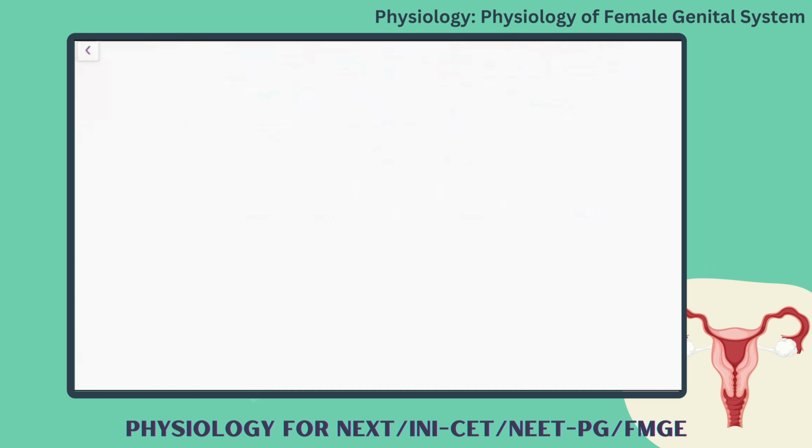Female reproductive system. So what are all the structures involved in the female reproductive system? Yes? Ovaries, then fallopian tube, then uterus, then cervix of the uterus, then vagina, then that's it.